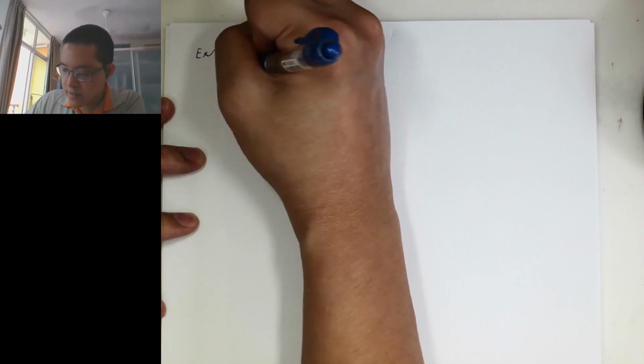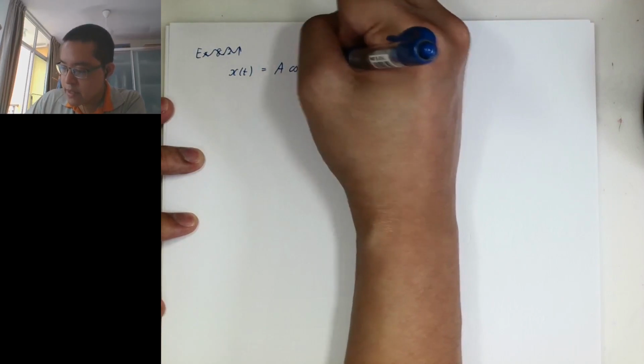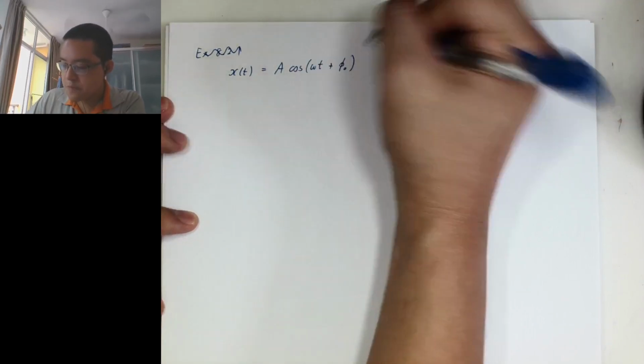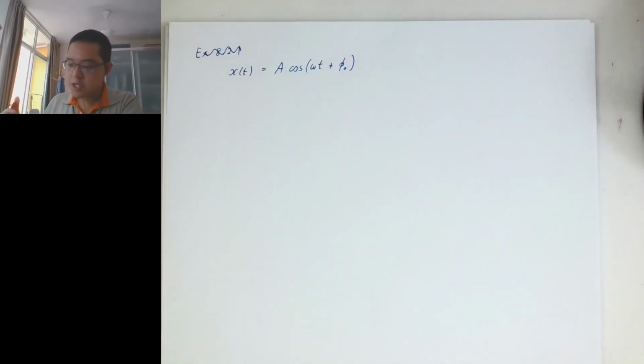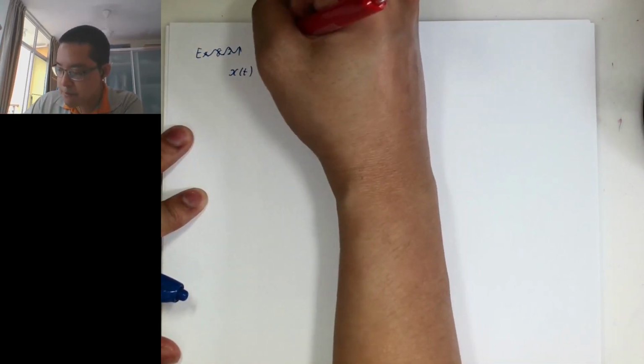My x of t is A cos(omega t plus phi 0). There are a few terms that we should be using quite often here. Just now I already used the word amplitude; this is the amplitude.